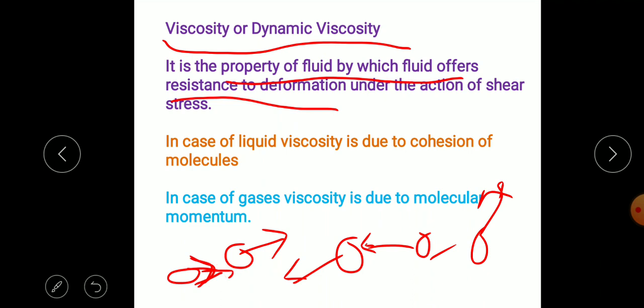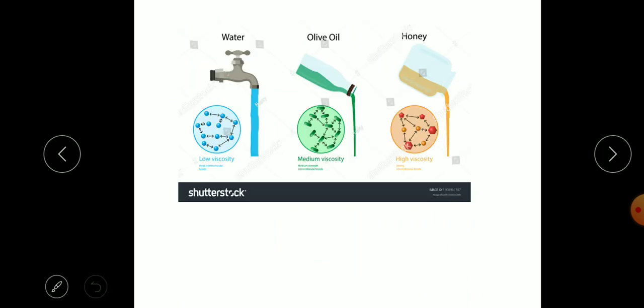So in gases, viscosity is due to the molecular momentum. The molecular momentum causes momentum transfer from the higher velocity to the lower velocity. So there is a decrease in the velocity by the molecular momentum. Here we can see some examples.